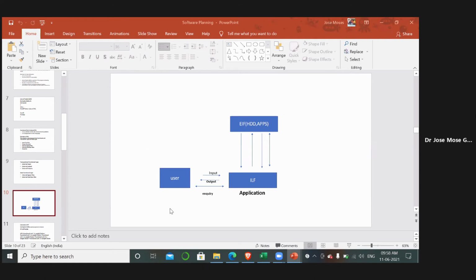Just give me one example for this particular diagram. No one in the class? Nobody is responding. Only one person is responding: complexity of software. No, here we are not mentioning any complexity. Of course, it is a good try.